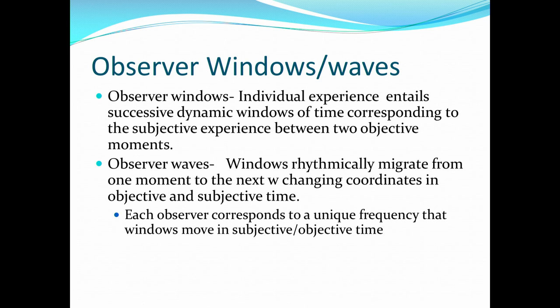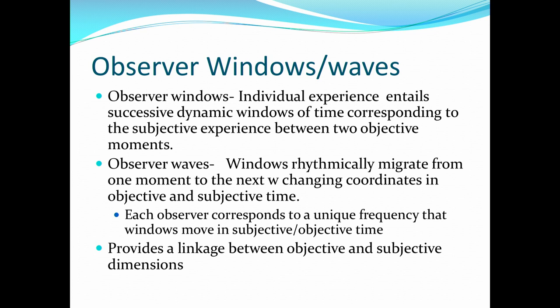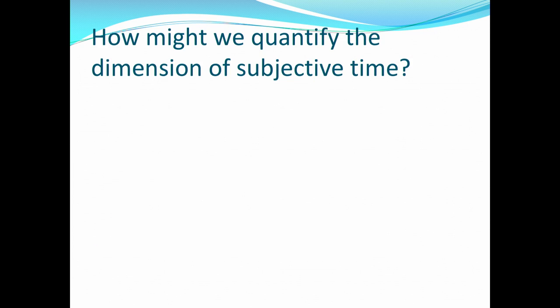And then each observer may correspond to a unique frequency that the window moves in subjective versus objective time. So the idea is that what creates the unity of experience is the unique rate at which the observer window is jumping from coordinates in objective and subjective time from one moment to the next. This then provides a linkage between objective and subjective dimensions, which I'll flesh out in a moment.